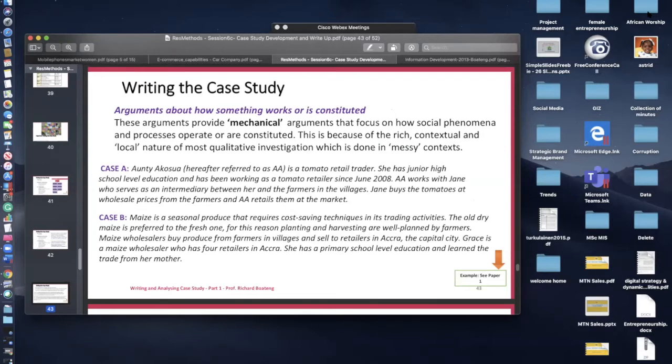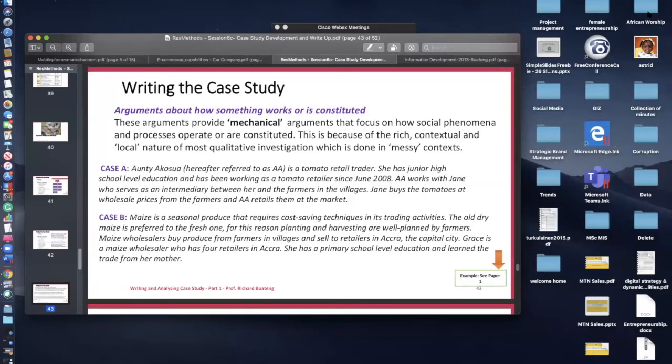This is because of the rich contextual and local nature of most qualitative investigation, which is done in messy contexts. So because you are doing a qualitative study, you need to start with mechanical arguments: how something works, how something comes together, what is usually the background. So look at it. In case A, the mechanical argument was the background that you give.